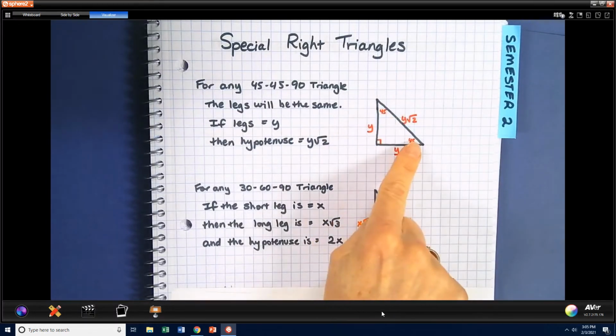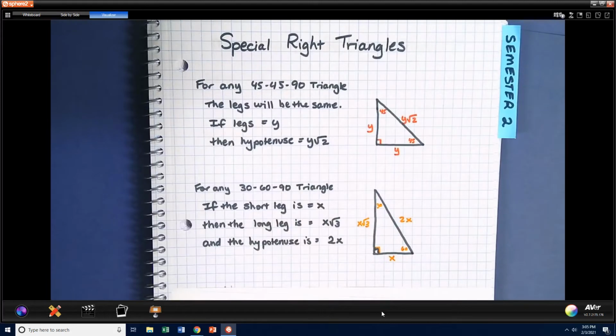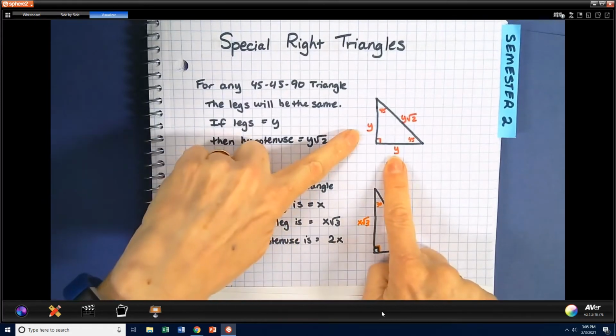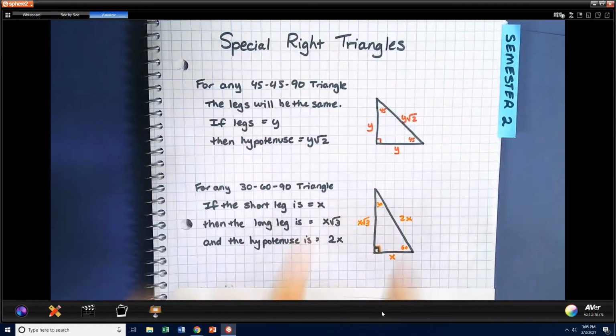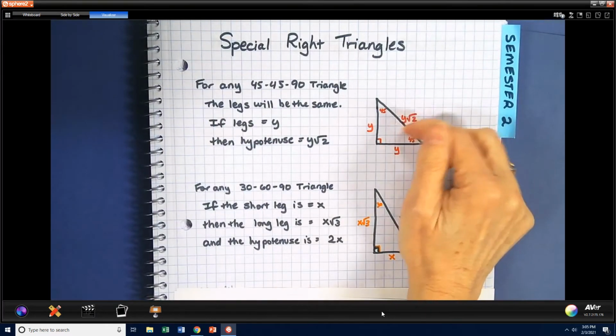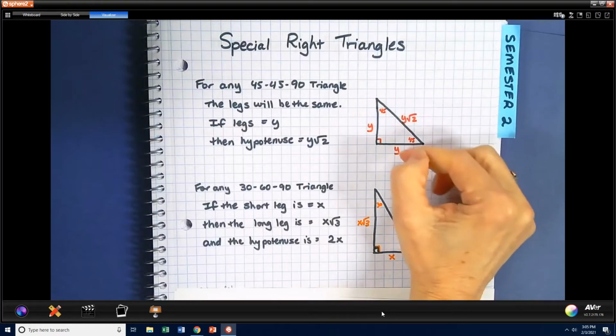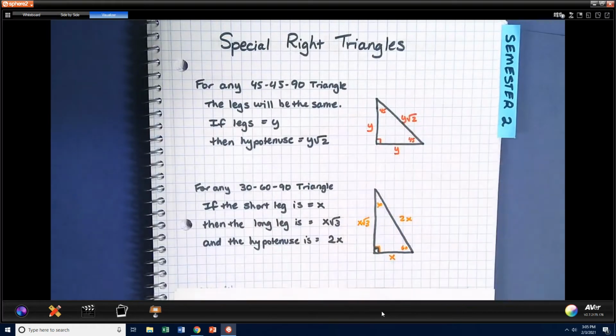Since those angles are equal, the sides opposite them are equal. And so this side equals that side. This leg equals that leg. If you do the Pythagorean theorem on that, you'll find that no matter what you get, you'll always have the hypotenuse be that leg times the square root of 2.